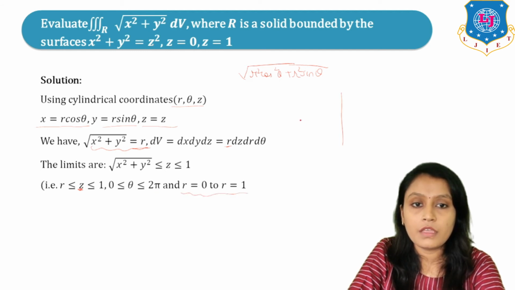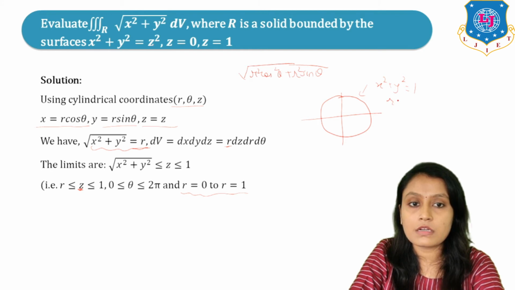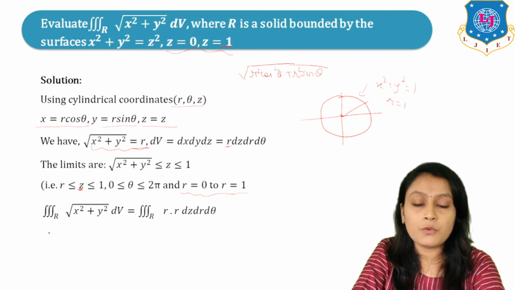Okay, now here we have this circle x square plus y square is equal to 1. So this is the circle, r is equal to 1. So the limit of r will be what? r from 0 to r is equal to 1. Now this triple integration over region R of under root x square plus y square dV is equal to triple integration over region R. Now this under root x square plus y square is r, so just write down r, and in place of this dx dy dz we will write r dz dr d theta.